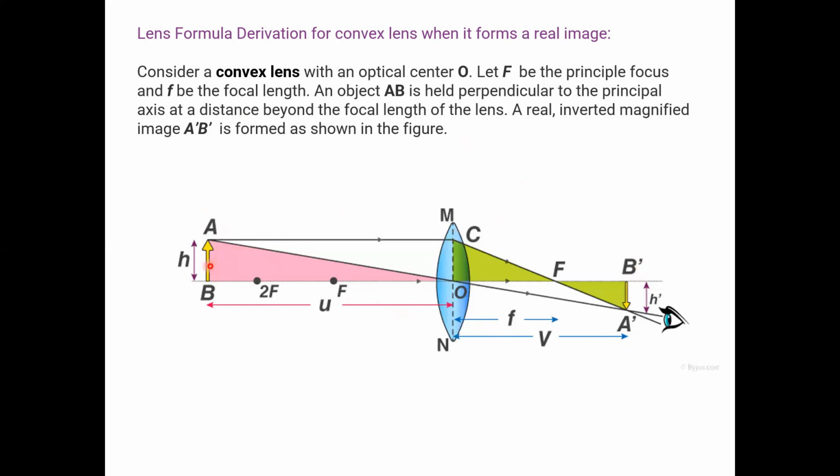That is, AB is your object and A dash B dash is your image here. Okay. So you can see AB is the object and A dash B dash is your image. Now what is the image distance? V is your image distance, U is your object distance, and F is the focal length.